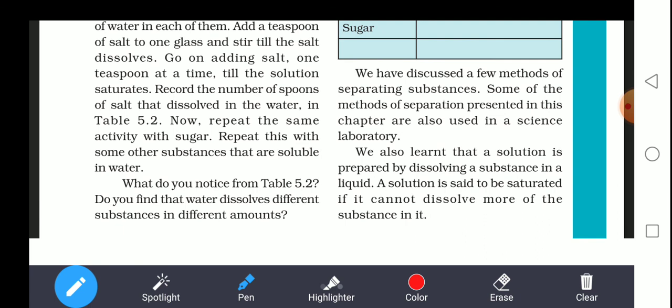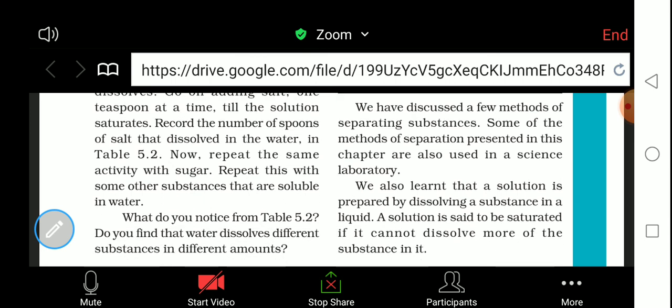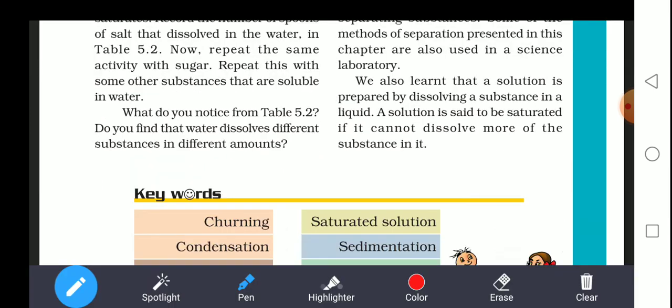We have discussed a few methods of separating substances. Some of the methods of separation presented in this chapter are also used in the science laboratory. We also learned that a solution is prepared by dissolving a substance in a liquid. A solution is said to be saturated if it cannot dissolve more of the substance in it. This is the definition of solution. You can underline it and learn it.